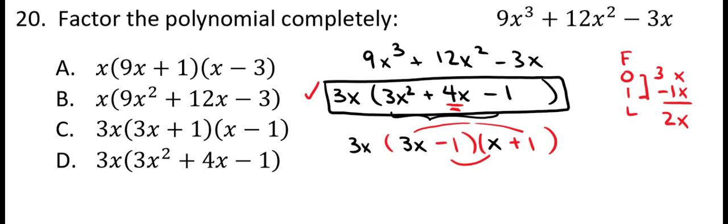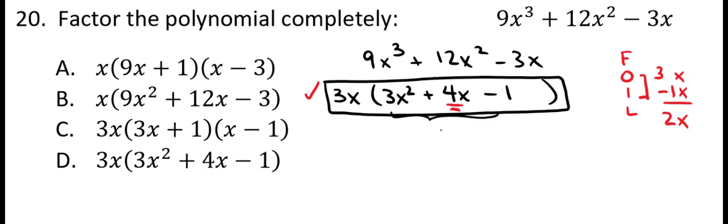And I'll give you a quick way to check to see if you can factor even further. Once you get to this spot, all you have to do is multiply the coefficient of the x squared times the constant, and that gives you negative 3. And then if you can find factors of negative 3 that add up to a 4, then you can factor it more.